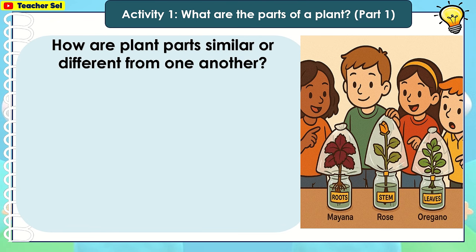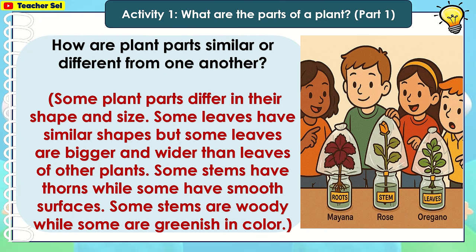How are plant parts similar or different from one another? Some plant parts differ in their shape and size. Some leaves have similar shapes, but some leaves are bigger and wider than leaves of other plants. Some stems have thorns, while some have smooth surfaces. Some stems are woody, while some are greenish in color.